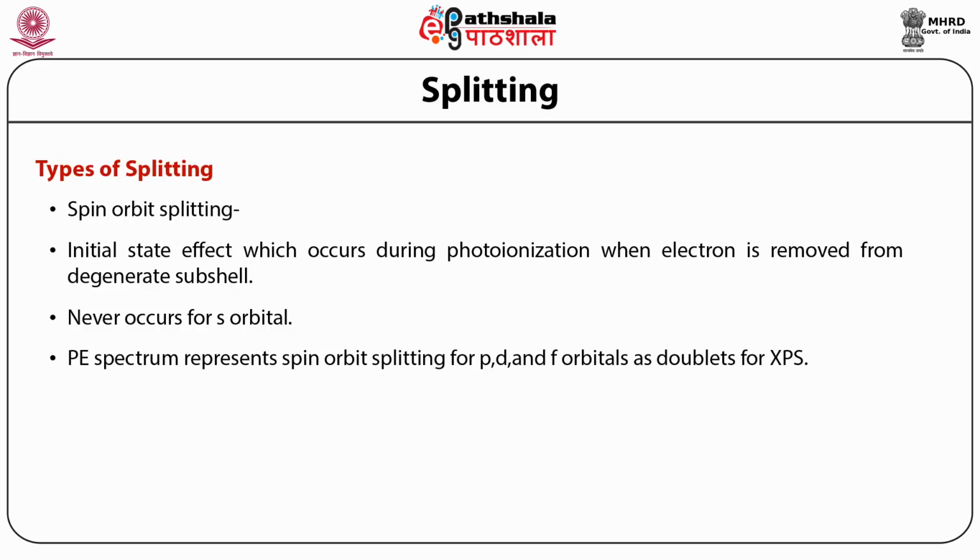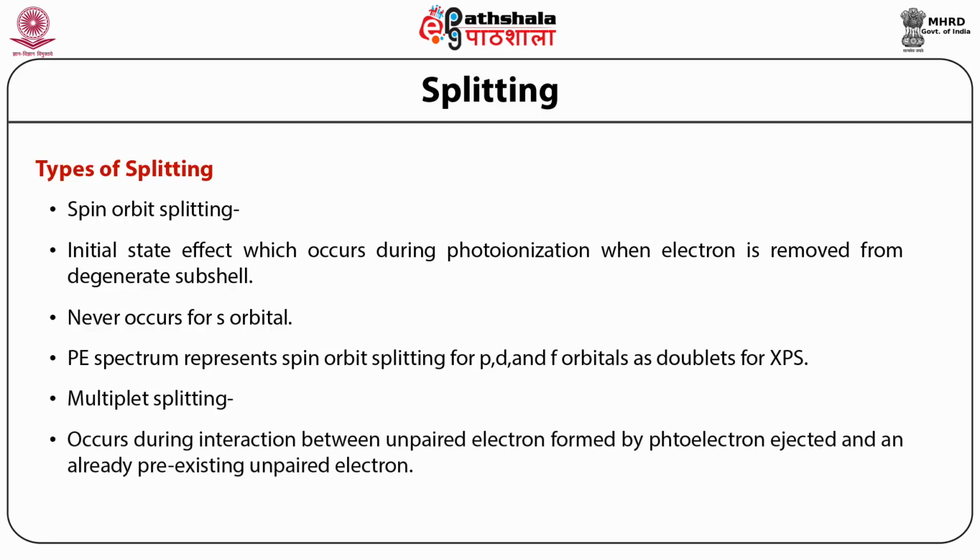Then we come down to multiplet splitting. Multiplet splitting will occur during interaction between the unpaired electron formed by the photoelectron ejected out and an already pre-existing unpaired electron. Multiple states formed during this photoionization can be seen and checked.